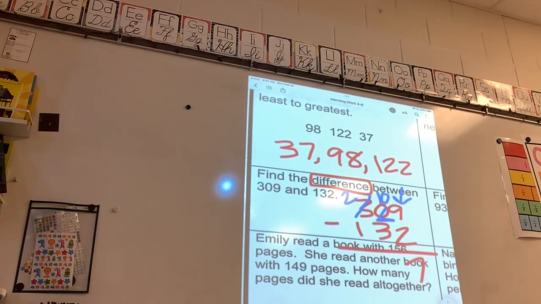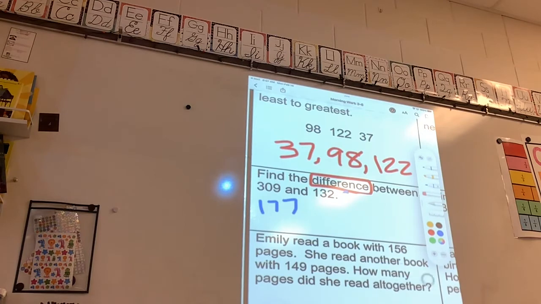Because if you were boxing, it would become 29, and then your answer would not be correct. Okay, so 10 minus 3 is 7. 2 minus 1 is 1. So 177 is our difference. Okay? We're going to check that because if you did box the 30, 9 minus 3 would have been 6, so 167. So I'm going to go ahead and do bottoms up with 167 real quick and add 132.